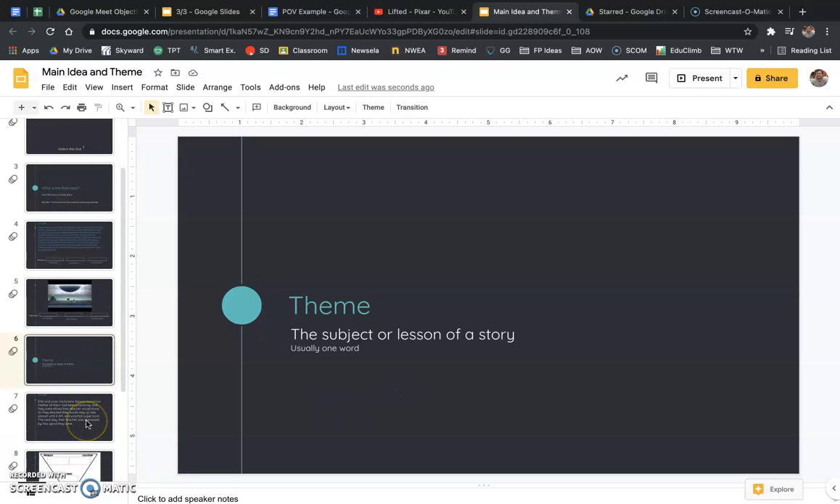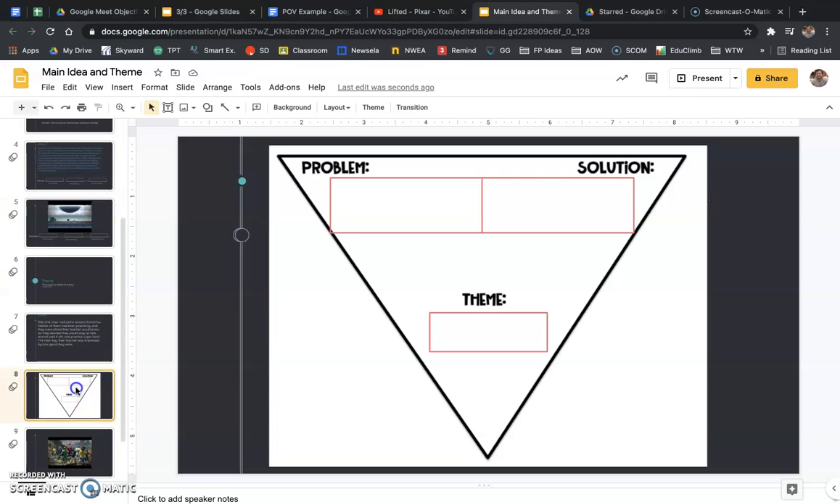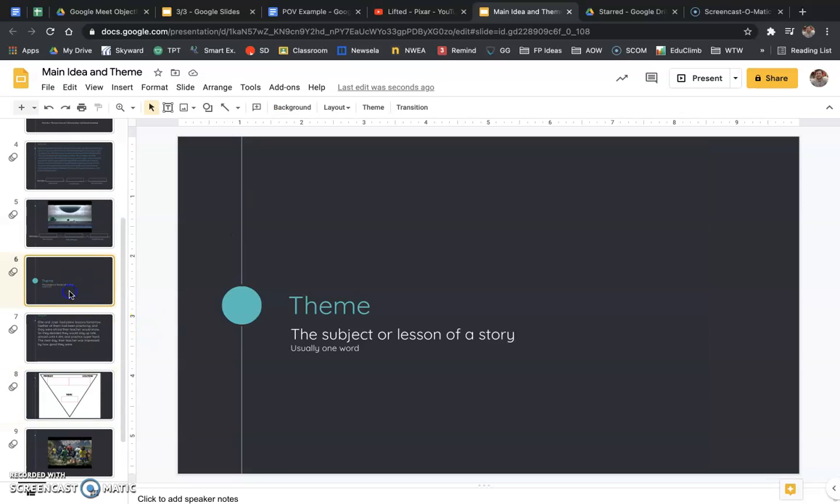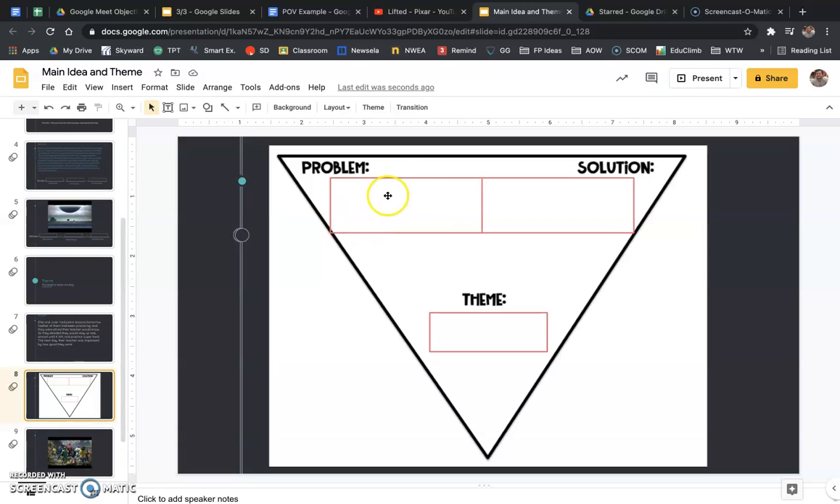The way that we find theme is, instead of looking at this formula, this is for main idea. We're not worried about main idea anymore. For theme, we're going to use this little triangle here. There's a problem and a solution, and then what the person learned, and how we can come up with a theme. So here's theme, the next slide down here, there's another short story. Then what you're going to do is fill out this triangle. What is the problem of the story? What's wrong? How do they solve it? And then what is the theme? What did they learn, in one word?